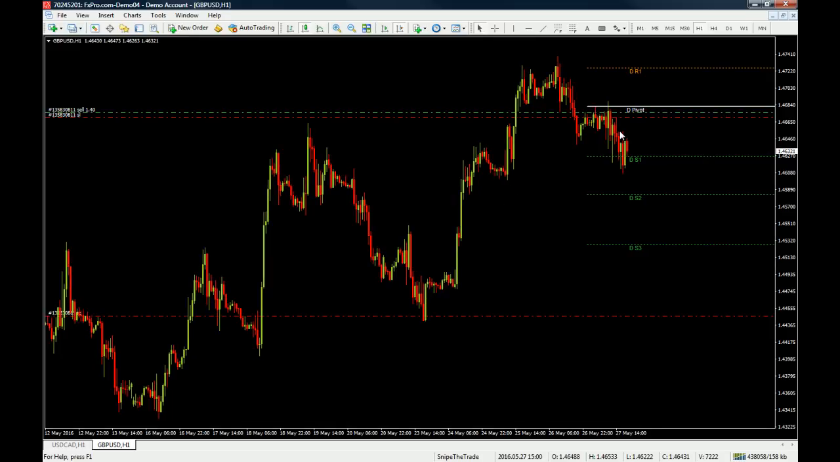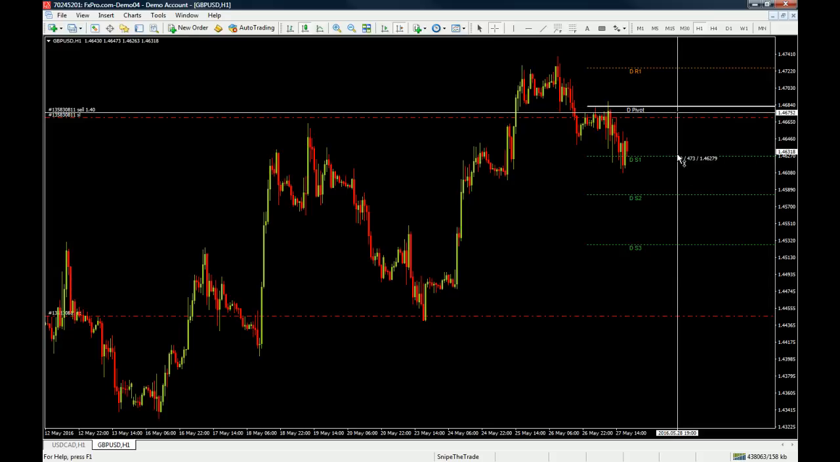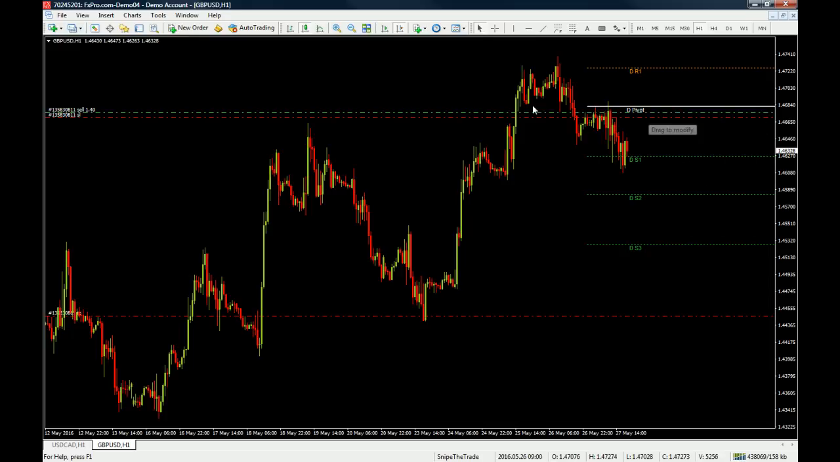Now, in this case, we should have taken half of our position at the daily support 1. This would mean that we would have taken about 49 pips in profits on half of our position, and then we move our stops to break even. So this is what we have done right now.